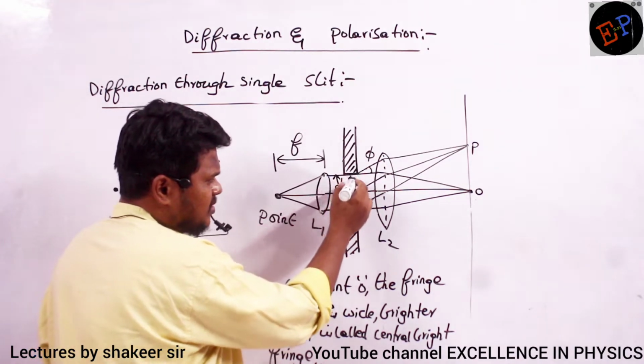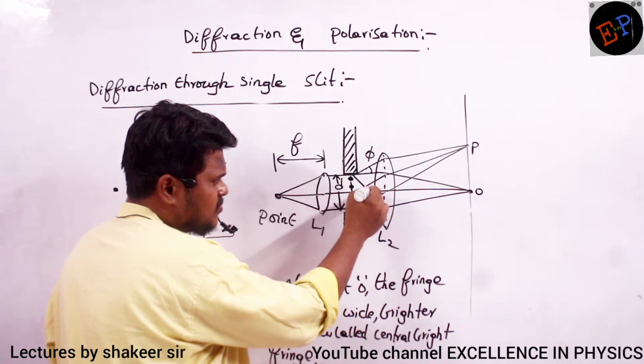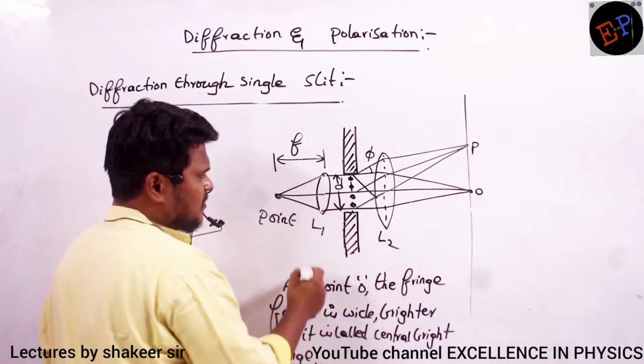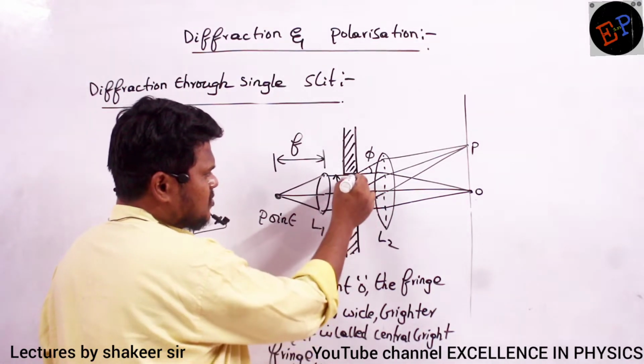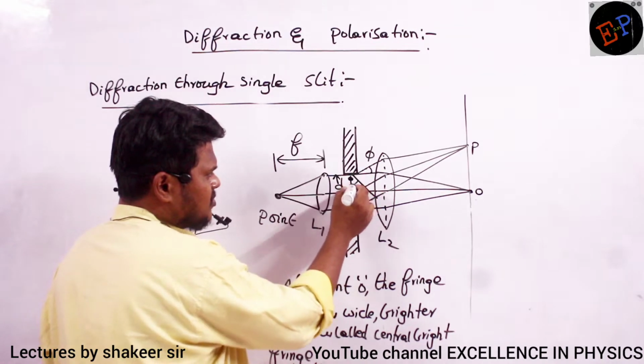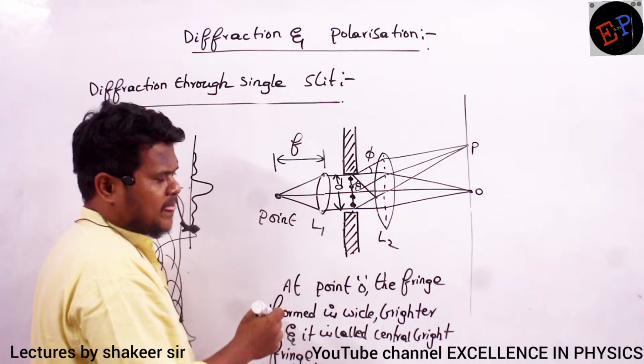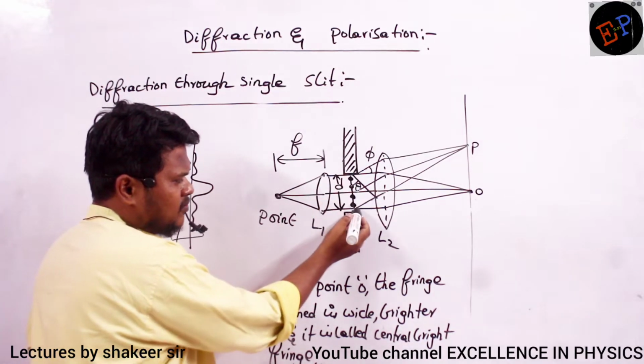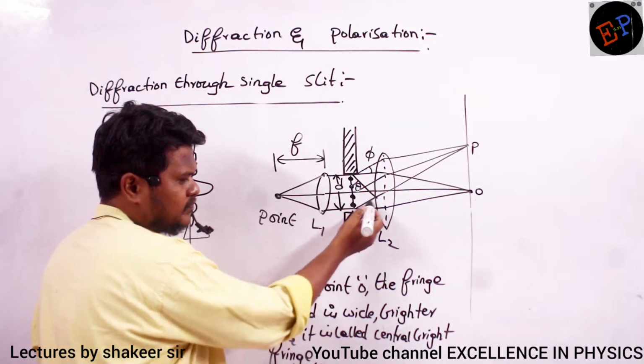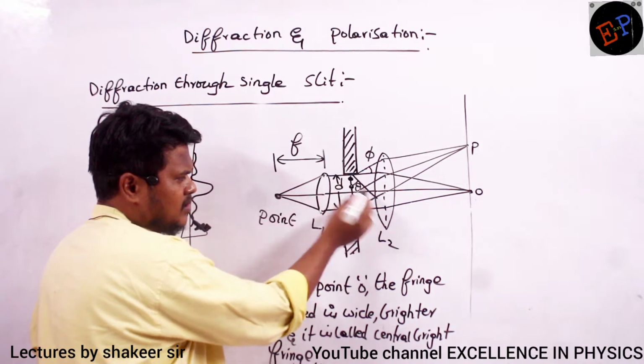So therefore this D also, I will split into two components. Clear now? So this is D. If this is phi, this angle is also phi. Observe very carefully, this angle is also phi. This is D. Then what is this one? D sin theta. And this one? D cos theta. That's all.